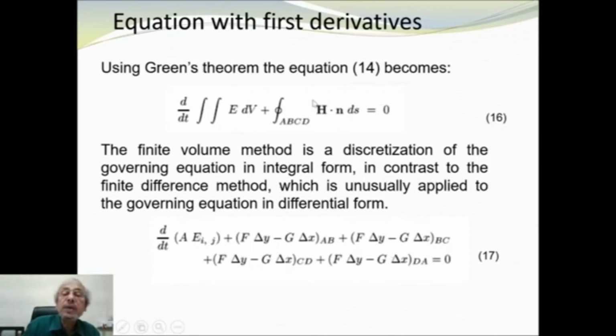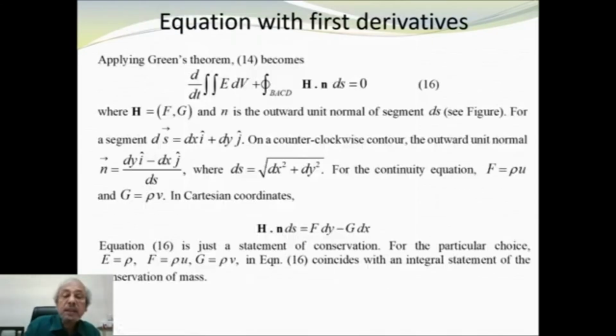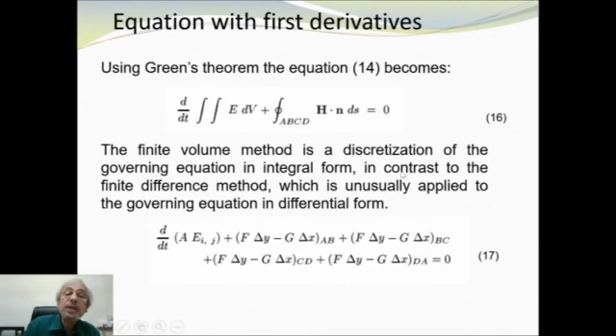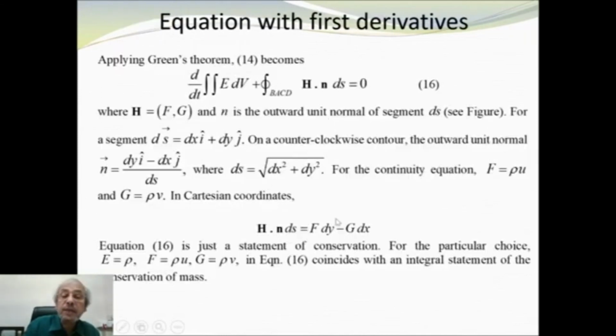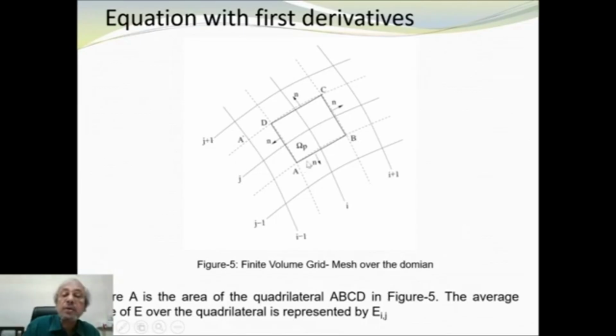Then we'll integrate over ABCD, that means over these sides of the quadrilateral, and that is what we will integrate: h dot n ds, that means f dy minus g dx. We got it through application of Green's theorem. So that means this h dot n ds is now f dy minus g dx. So f delta y minus g delta x over AB, f delta y minus g delta x over BC, f delta y minus g delta x over CD, f delta y minus g delta x over DA. That means we go along the contour, we integrate f and g over AB, BC, CD, DA.